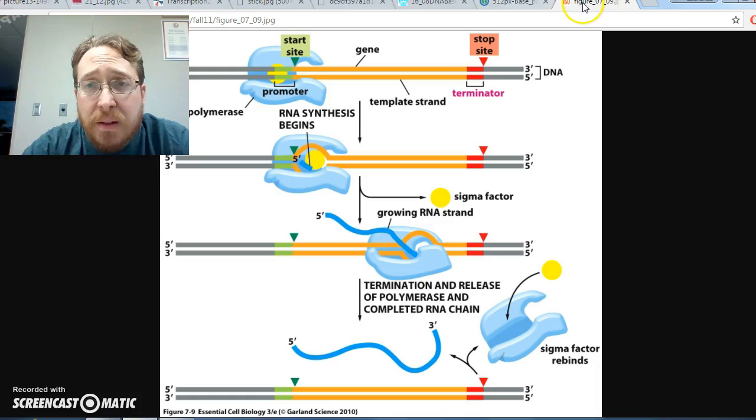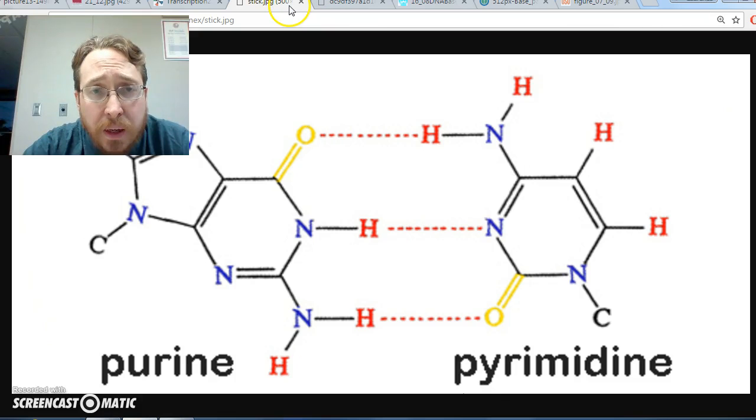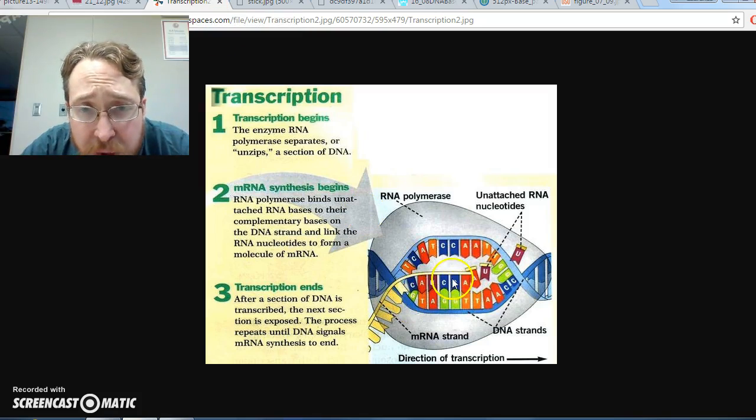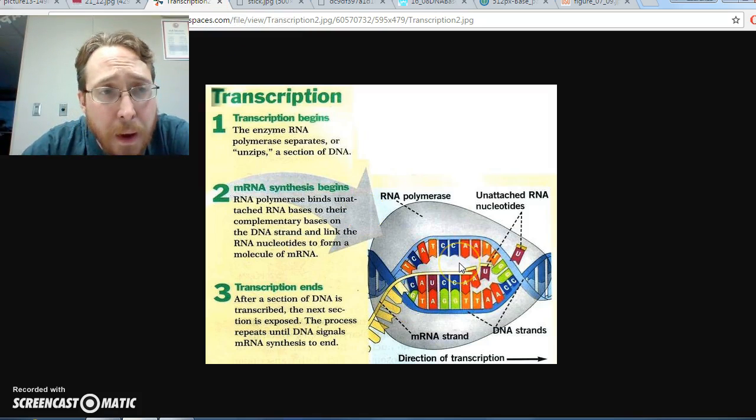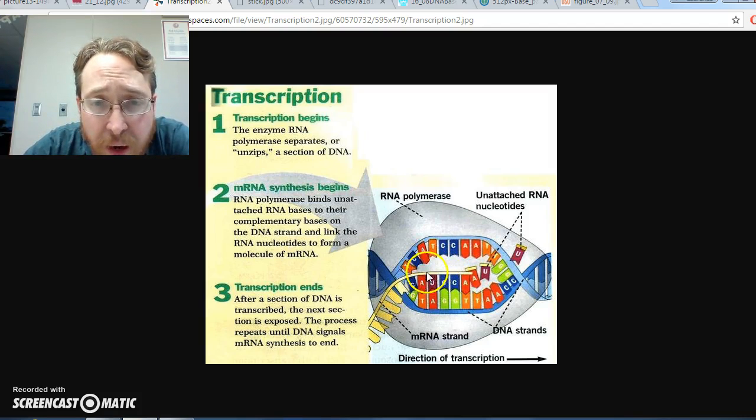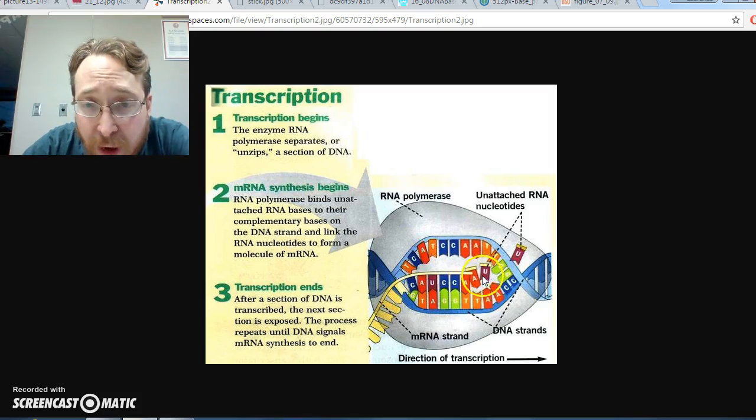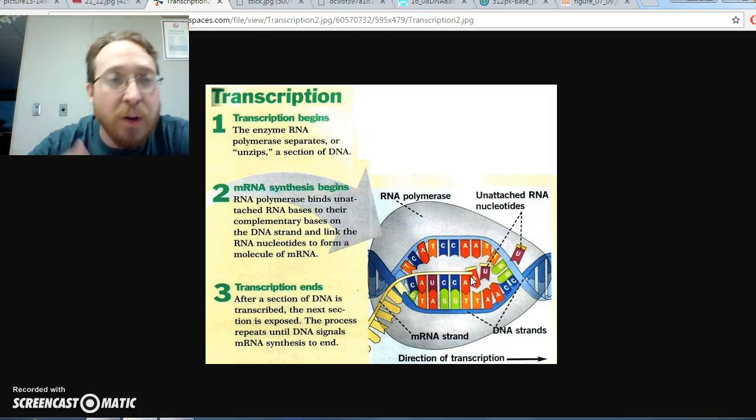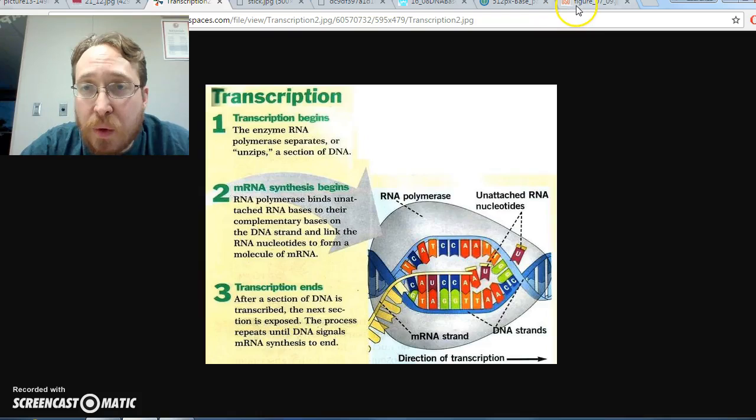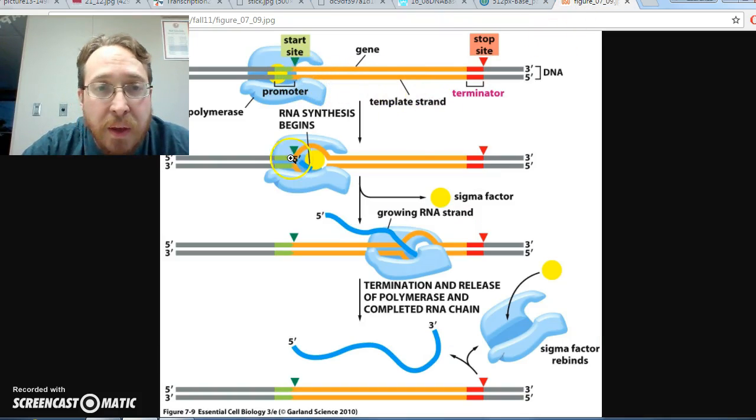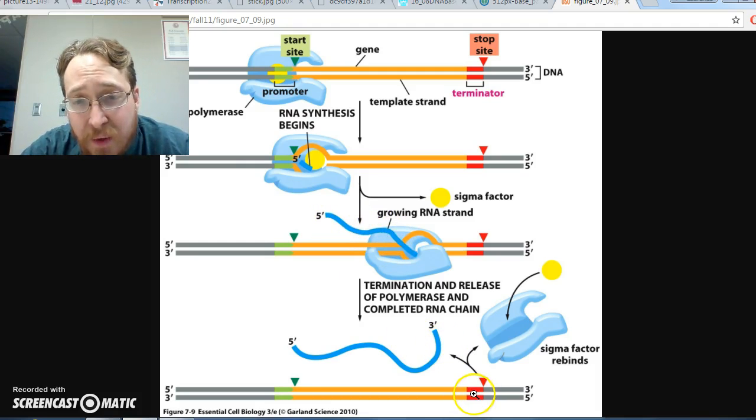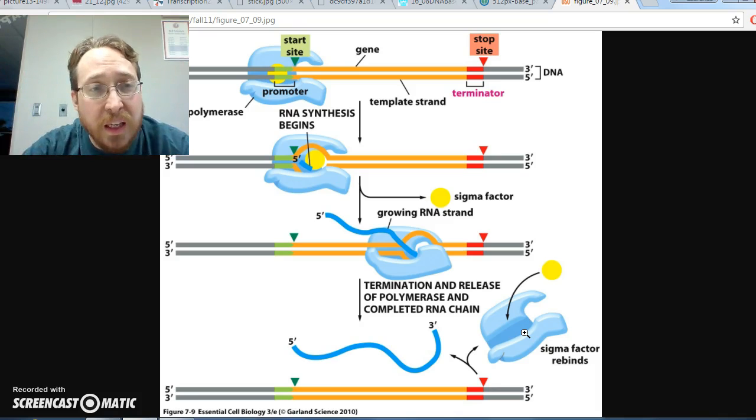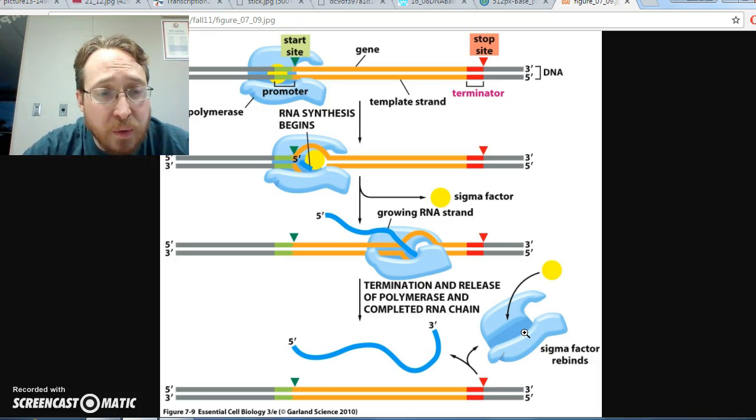As this occurs, the polymerase itself will form covalent bonds between the nitrogenous bases right here. They're coming in to match up with the DNA on their own, but then the polymerase binds them together to create the mRNA polymer. And this will continue as the polymerase goes down the gene. You can see here the blue is the mRNA polymer that's sticking out. When it gets to the end of the gene, the polymerase will detach and release the mRNA, and you have reached the end of transcription.